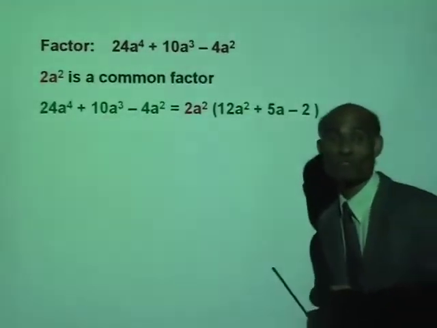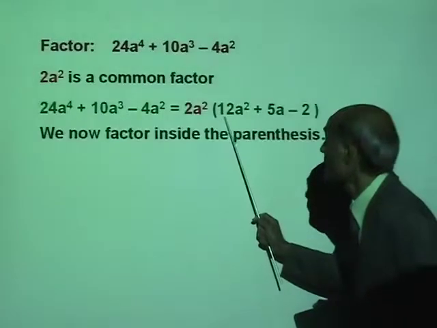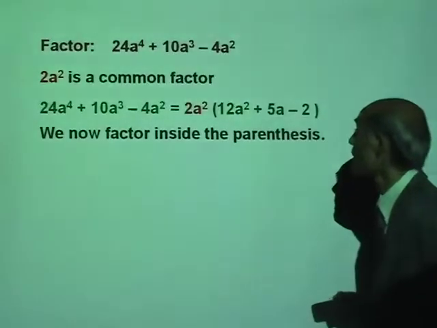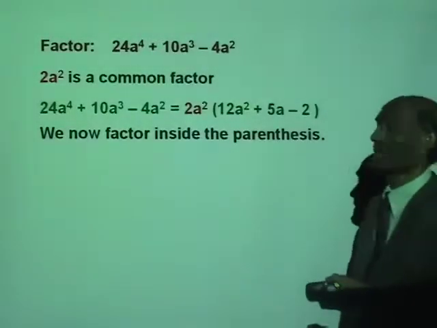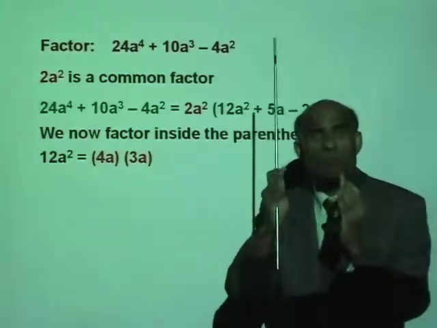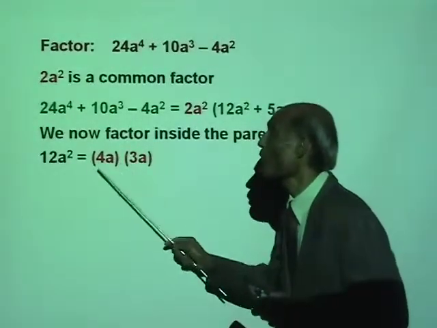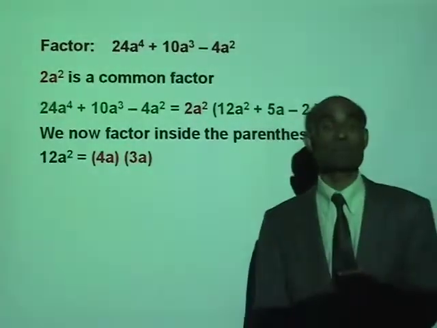Do you want to give it a try on your own? Alright, let's try here. The first term is 12a squared. How do we factor 12a squared? Always try the middle-level factors. 12a squared is 4a times 3a.